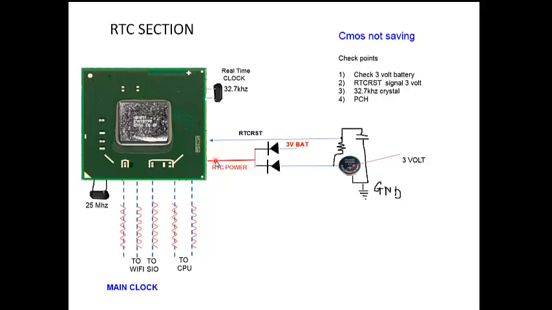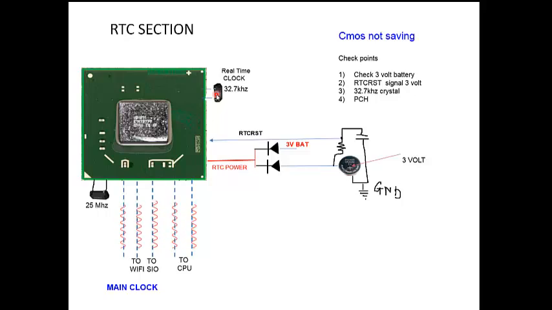The criteria number 2 is he should get this RTC reset signal also. This RTC reset signal is generated by this RC circuit, a resistor and capacitor delay circuit. Here you should get 3 volt. And the next signal you have to check is this 32.7 kilohertz crystal. This 32.7 kilohertz crystal generates a clock frequency.